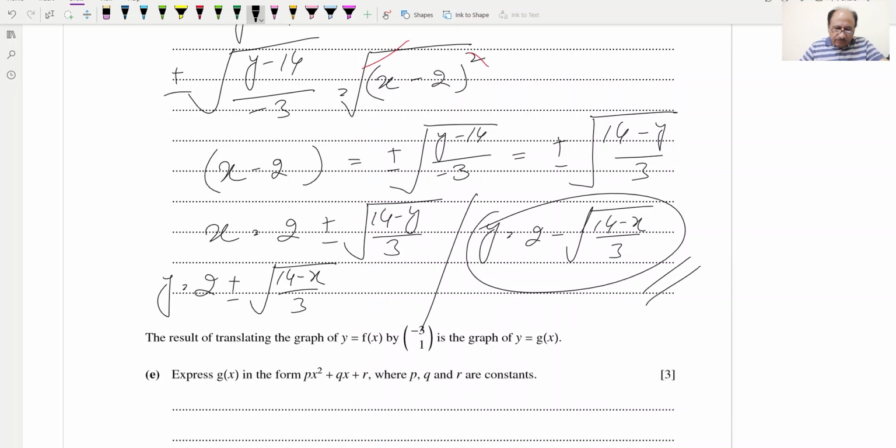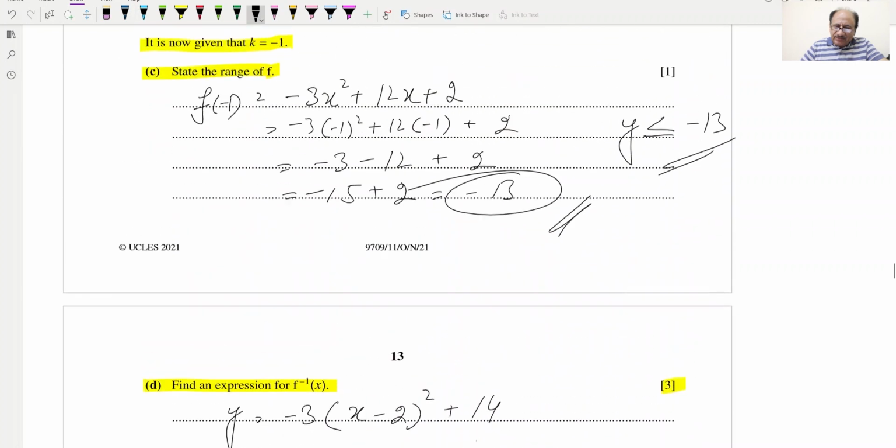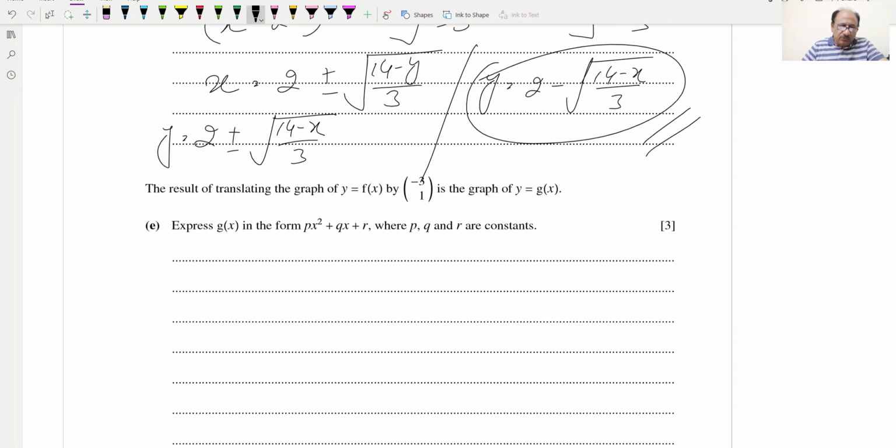We will not be taking plus, because our range is less than 2, so we cannot take values more than 2, so we will be taking the minus sign only.